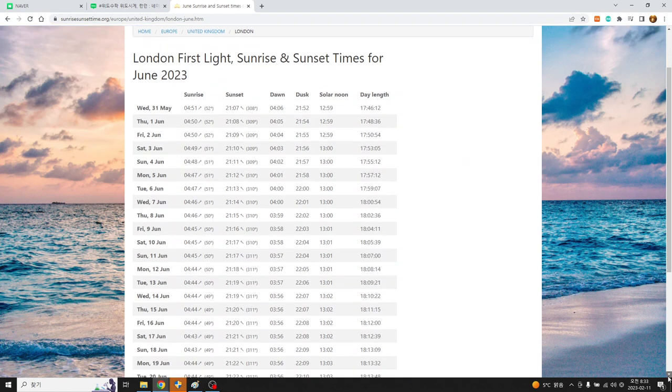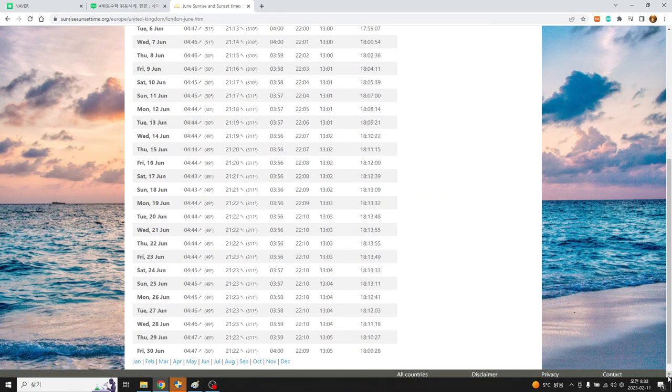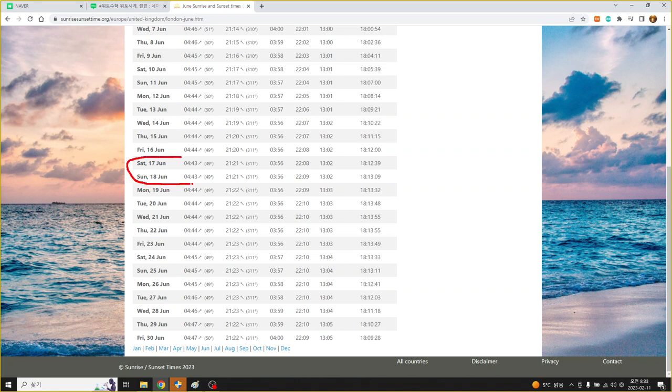We know the everyday difference is 1 minute 40 seconds. But here, this is the summer solstice, which means the daytime is very long. But you can see the time difference in the summer solstice does not change here.